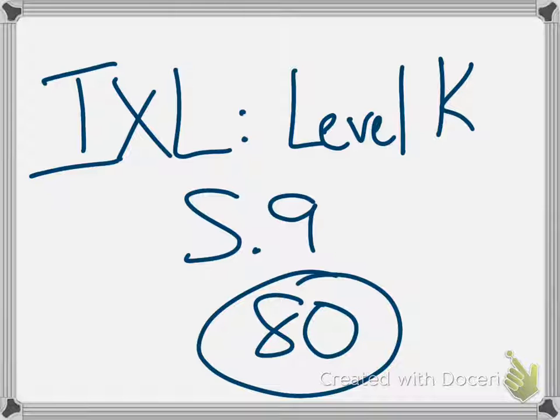The IXL that goes with this, again, remaining in level K, we're looking at S9. Again, we want to take that to an 80, so make sure that you do that.